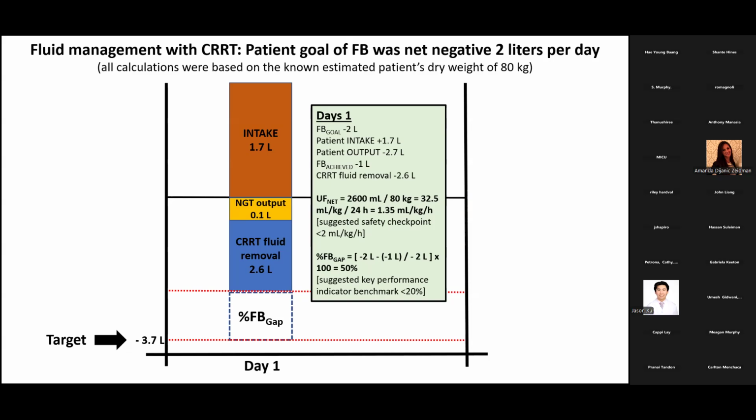Why I'm telling you this? Because when you read some literature, some articles have adjusted this by weight only and others by weight and time, meaning hour. So you get that parameter of 1.35 mLs per kg per hour, right? So that's the net ultrafiltration that this patient has received in this day one.